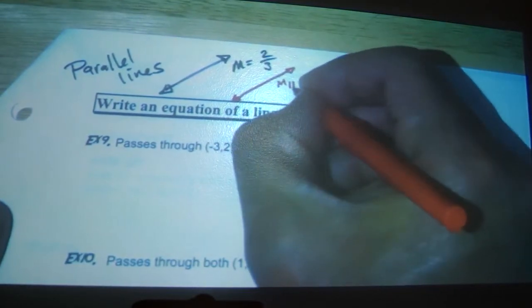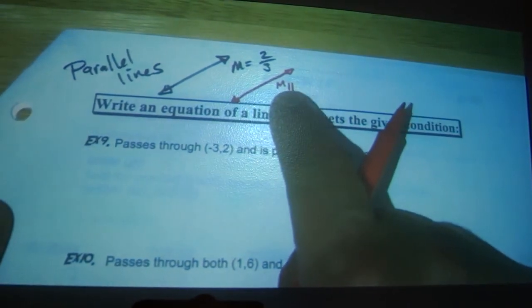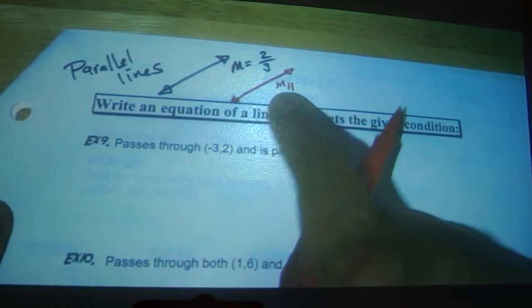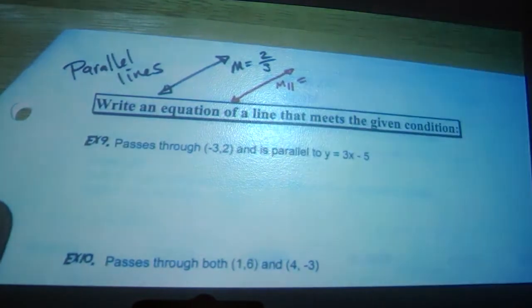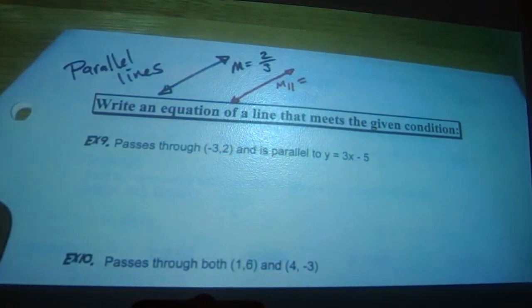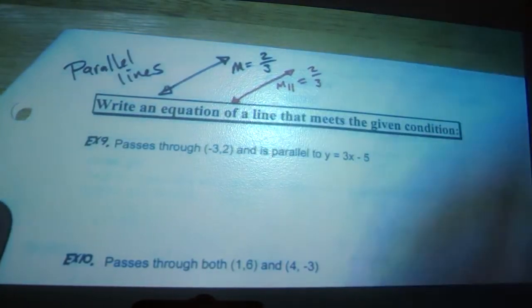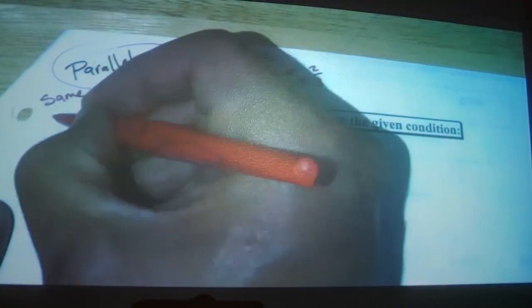Notice I'm using 2 little marks right next to each other. That signifies parallel. What's that? Also 2/3. Very good. So parallel lines, we should know from geometry, have the same slope.